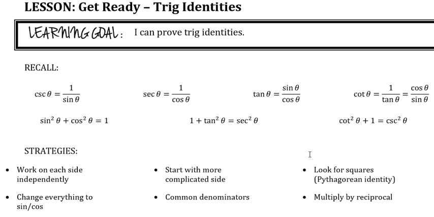And then these are called the Pythagorean identities. So sine squared theta plus cosine squared theta equals 1. That comes from angles in standard position, when you look at that triangle, or any triangle that has a hypotenuse of 1, you could demonstrate those.